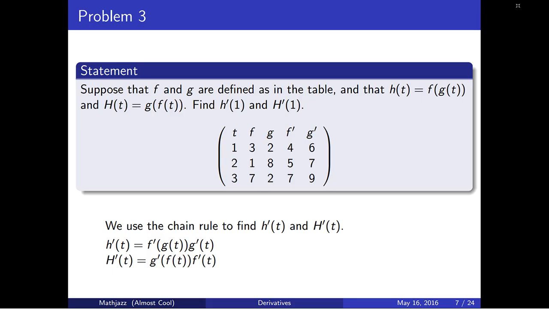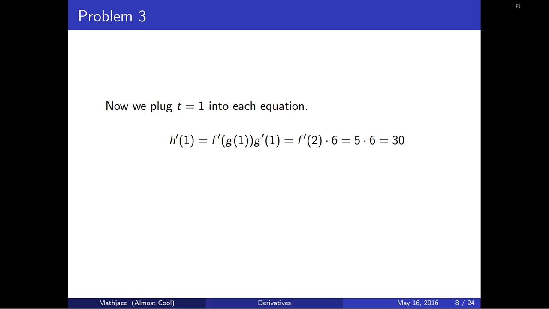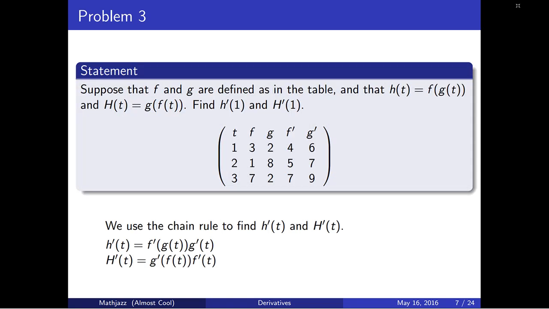And now we just plug in 1 into each of these. So, h prime of 1 is f prime of g of 1 times g prime of 1, which is f prime of 2 times 6, which is 5 times 6, which is 30, from the chart on the previous page. I'll show that on the screen for a bit. Maybe you can pause the video and write it down, because I will be rushing through capital H prime of t pretty soon. So, back to the problem.